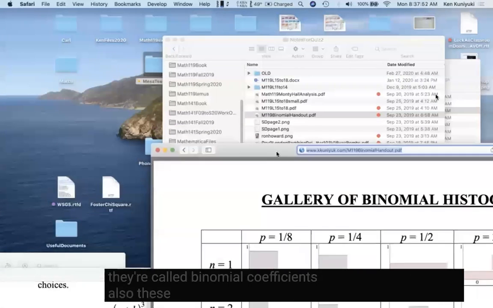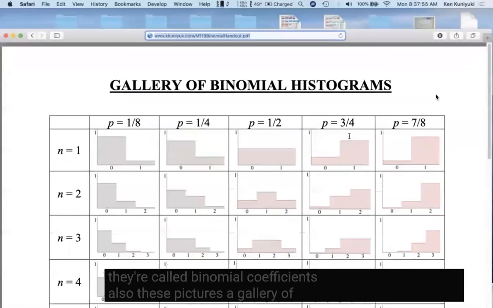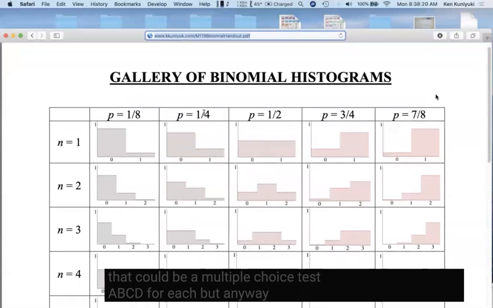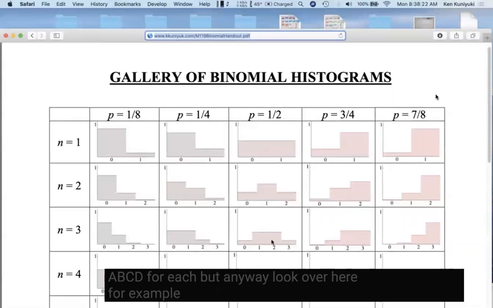Also, these pictures, a gallery of binomial histograms. I have 50 of them here for various values of n, the number of trials, like for example, the number of questions on a test or the number of coin flips, and p, the success probability per trial. For a fair coin, you're looking at the center column. For p equals 1/4, that could be a multiple choice test, A, B, C, D for each. But anyway, look over here, for example.